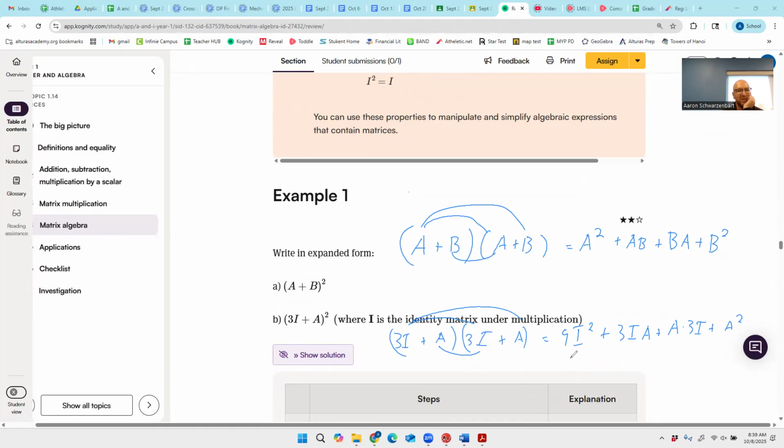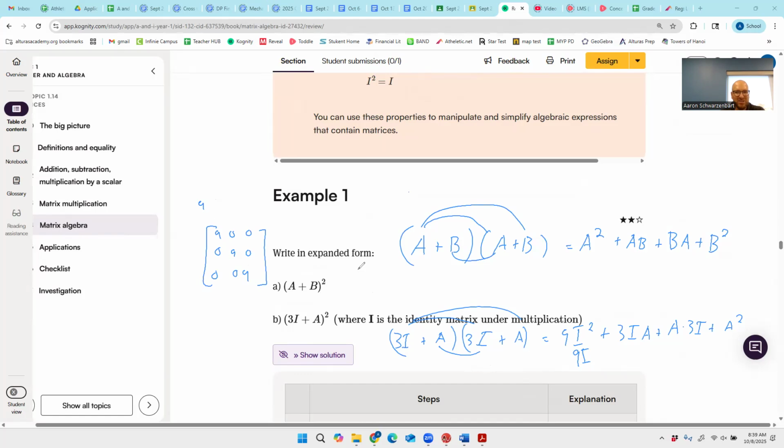The identity times the identity is just the identity. It's like 1 times 1 is 1. Now it is important though that I still have this I, because it's not 9. If it's, say, a 3 by 3, it's 9. Does that make sense?